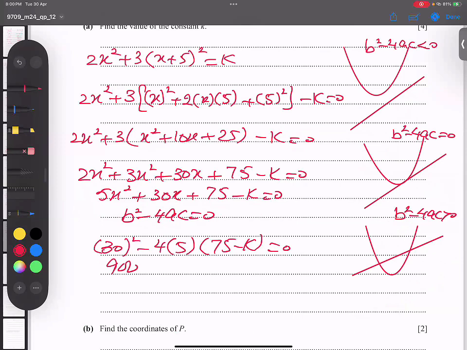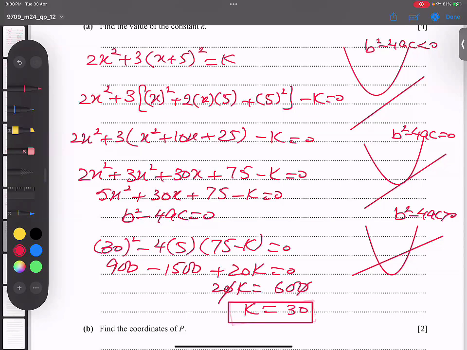Here I got 900 and here I got 4 times 5 which is 20. 75 into 20, I got 1500. And 20k comes here. So 900 minus 1500, I got minus 600, goes on the other side. I got a positive 600. And k becomes 0, 0 cancel from both sides. I got a 30. And I hope so you got a point.